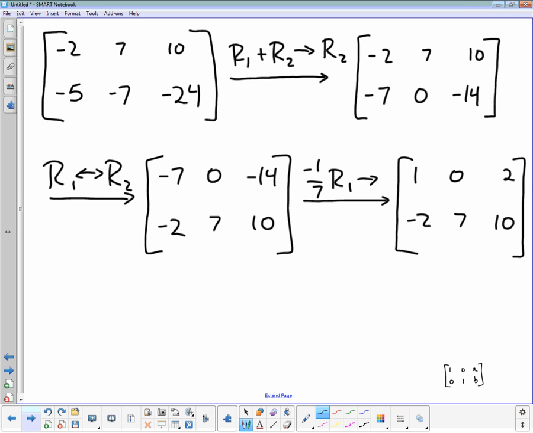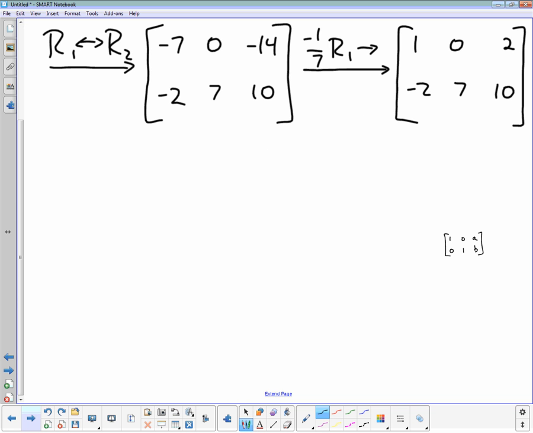Does this make sense? All I've really done is do what you normally do, but I'm doing it in a systematic way. Yes. All right, I'm getting closer. I've got my first row under control.